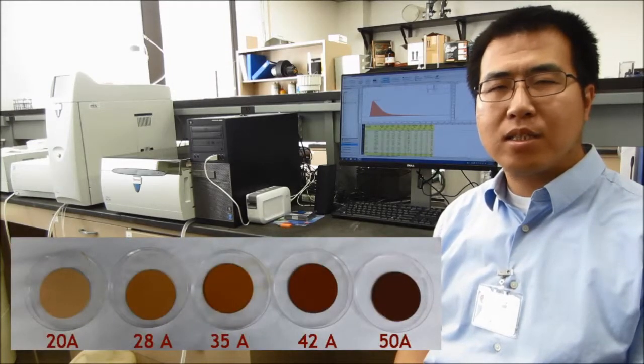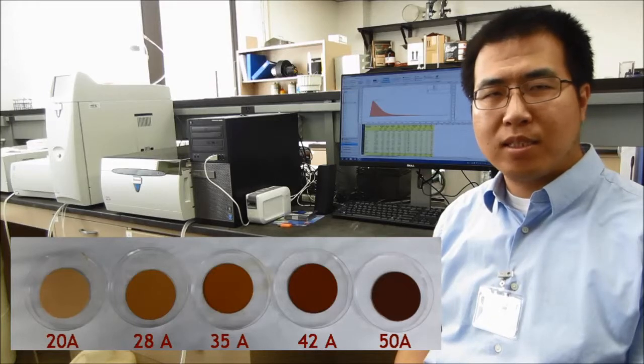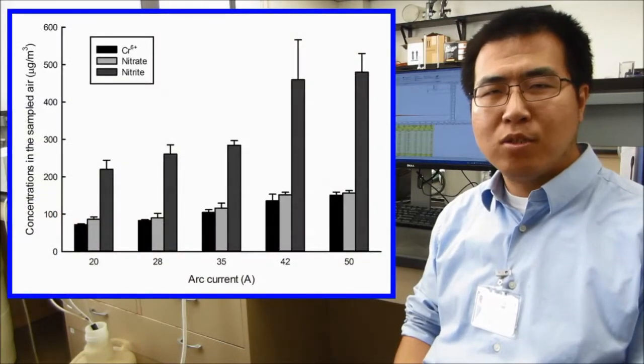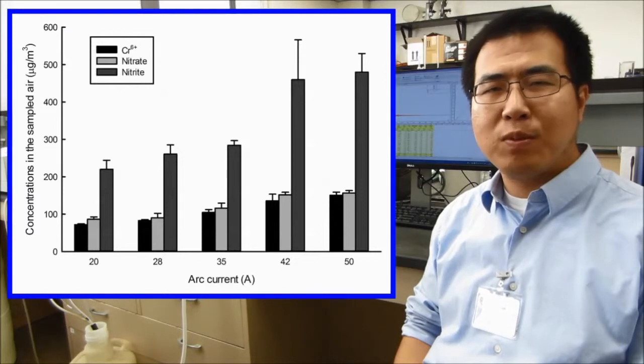The concentrations of hexavalent chromium and other inorganic oxides were directly correlated to the oxidation levels. The filter colors at each arc current give a rough idea of the oxidation level, with the highest current producing a darker brownish color filter. Concentration of hexavalent chromium ranged between 72 to 150 micrograms per cubic meter.